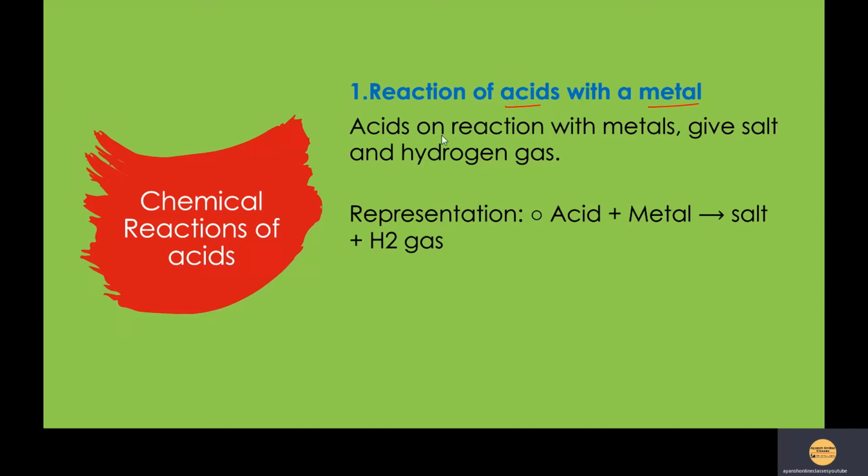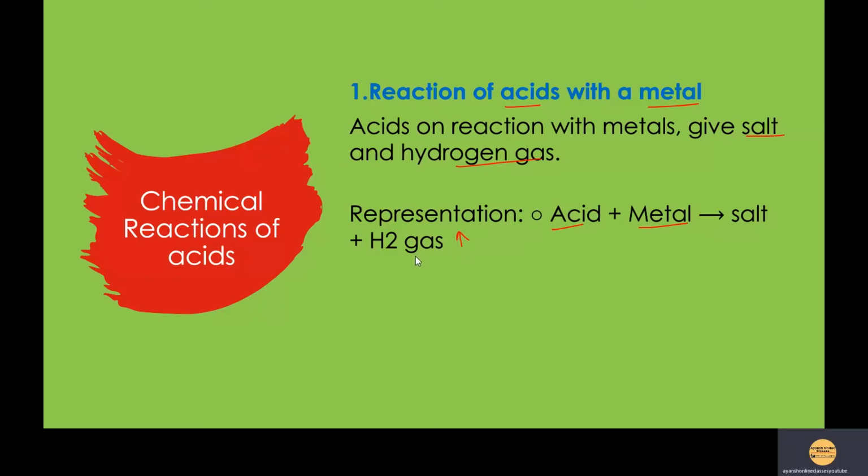Now, acids on reaction with metals. When acids react with metals, they give us salt and hydrogen gas. Whenever any acid reacts with a metal, we will get a salt and hydrogen gas will be evolved. Now, how are we going to represent this? This was the verbal representation, that is, the reaction represented in statement form, in words. Now, acid plus metal will give you salt, and the hydrogen gas will be evolved out, that is, it will be given out to the atmosphere.